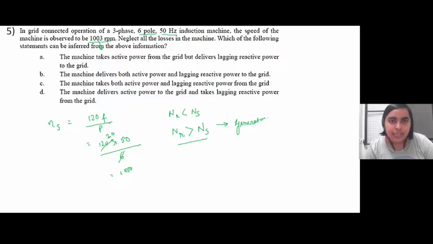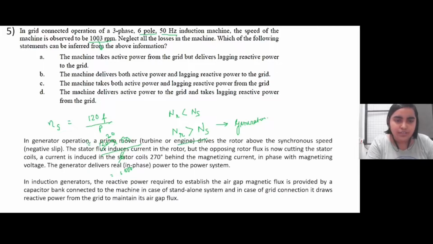So now among these options, we have to find which is correct. The machine takes active power from the grid but delivers lagging reactive power. It cannot be. It is a generator, so it has to deliver active power. So this option says that it delivers both active and lagging reactive power to the grid. In case of a generator, like a synchronous generator specifically, a prime mover drives the rotor speed above the synchronous speed. That is why we get this relation.